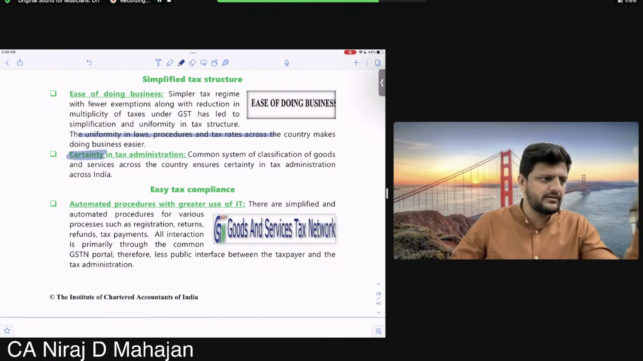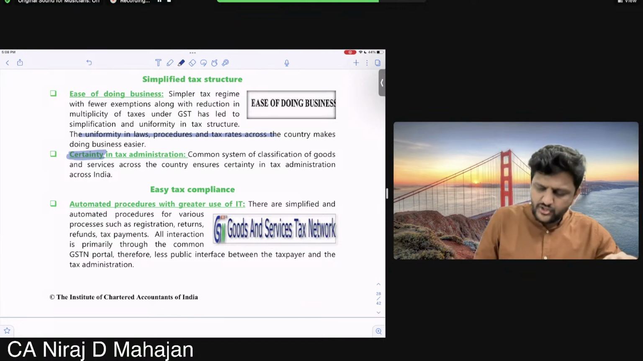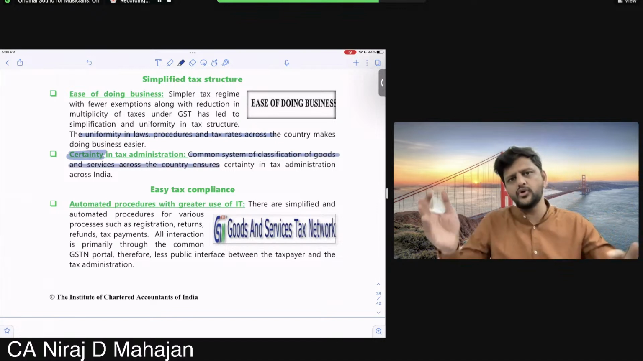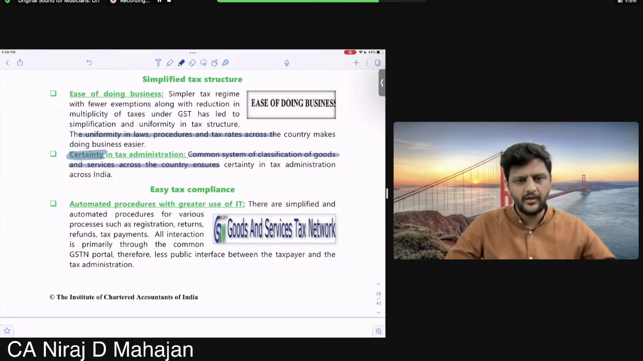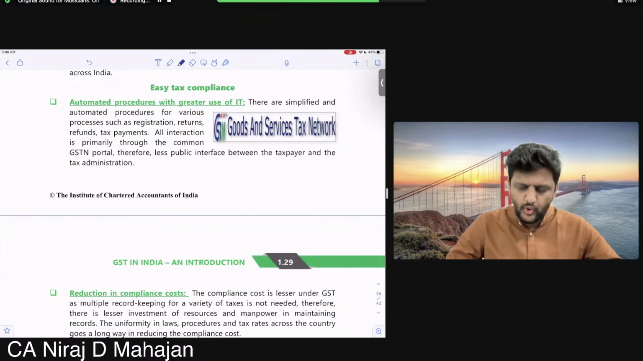So for one single transaction, I was dealing with three departments. That is now avoided. I have to deal with only one department. So common classification of goods and or service across the country. Now that issue itself is gone, whether it is goods or service, VAT or service tax, that complication itself is gone. Easy tax compliance is a joke, but okay.